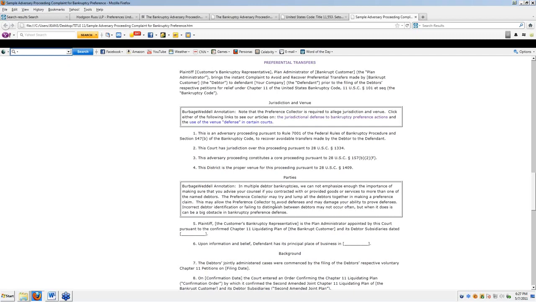You put down here who your parties are. This may allow the preference collector to avoid defenses and may damage your ability to prove defenses. Now, the defenses they were talking about are in 3-305, recoupment and set-off. But you have to understand what your defense is. Well, the defense is that they never transferred into the REMIC, and they brought fraud into the equation. Fraud vitiates everything, and they didn't pay the taxes on the REMIC. And we have set-off and recoupment under this 547(b). It may damage your ability to prove defenses.